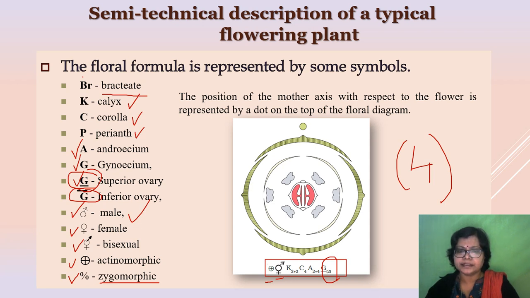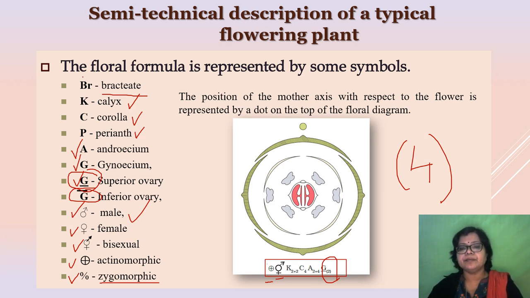But here it is free, that's why no bracket. So if the bracket is given, that means fused. If no bracket, that means the parts are not fused. And if in one whorl, then only the number is written in this way. If it is more than one whorl, then it will be written like 2 plus 2, 2 plus 4, in which whorl how many numbers are present, right?